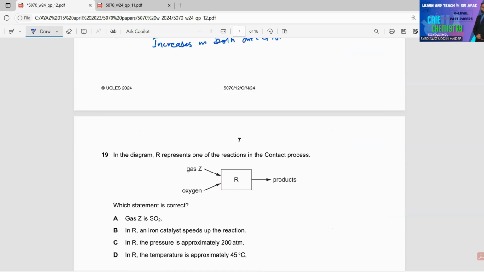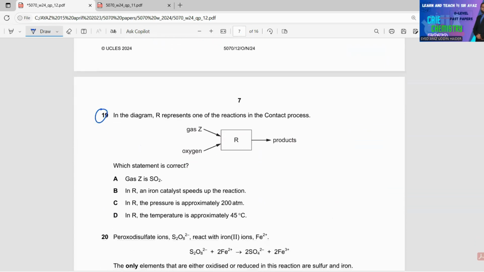Moving to next MCQ, which is 19. In the diagram, R represents one of the reactions in the contact process. We have gas Z, it's reacted with oxygen, and we are getting R, which is converted into products. R is one of the reactions in the contact process. Which statement is correct? A, gas Z is SO2. This looks correct to me. For your convenience, I'm checking the other statements also.